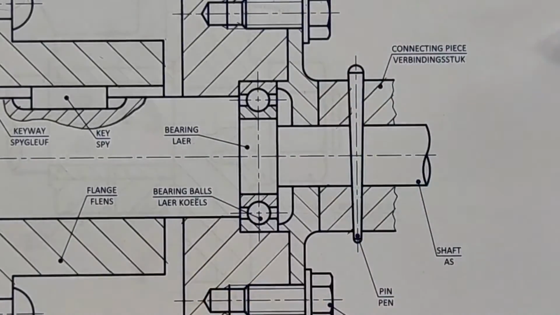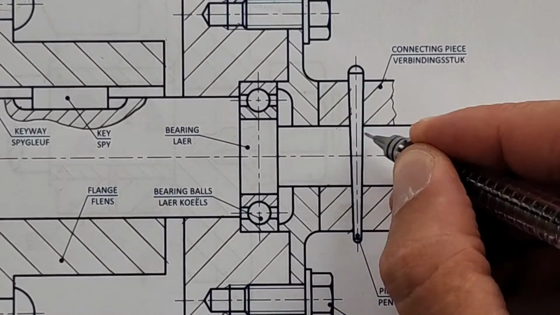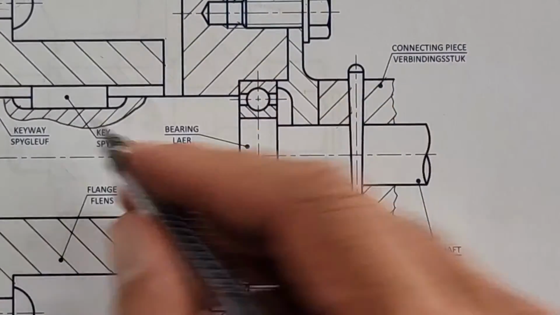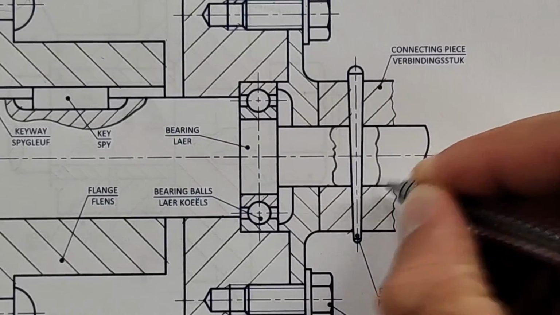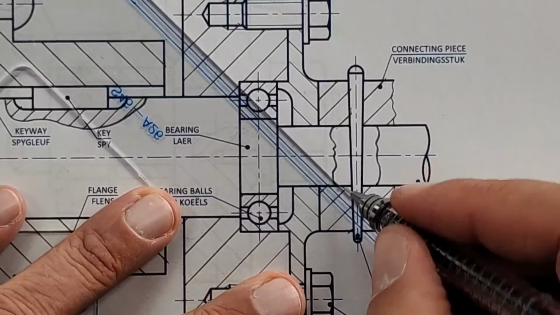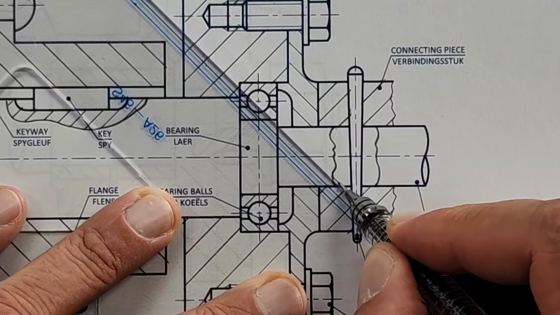And I'll wrap it up to say what are the most important parts. This pin, similar to the key, is going to have a freehand partial section. Flip it. 45 degrees.